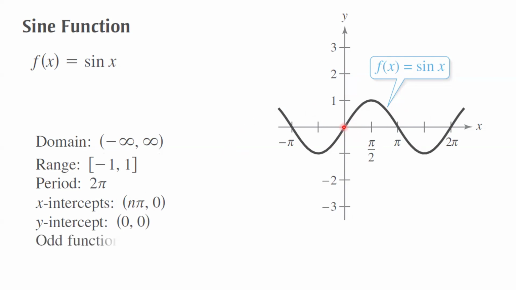It's an odd function. Sine of negative x is equal to negative sine of x. And it's symmetric with respect to the origin.